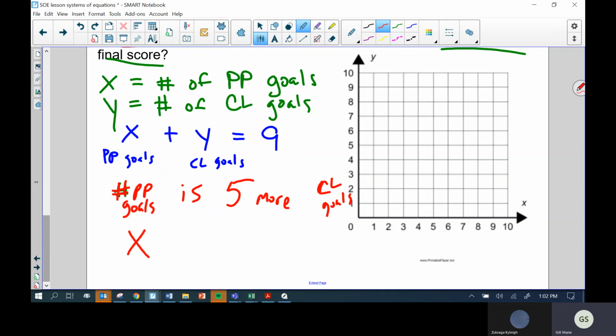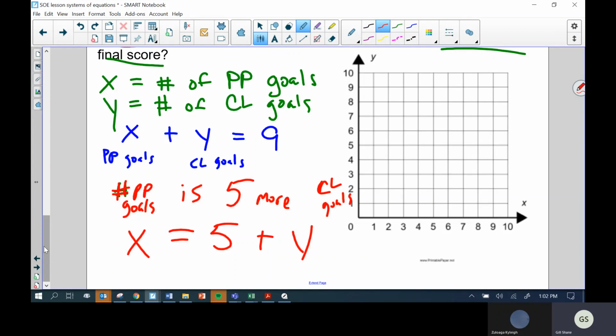X, right? "Is" is, I already told you, most of the time going to be equals. 5 is a 5. More than what stands for the Clearwater goals? There's your equation.